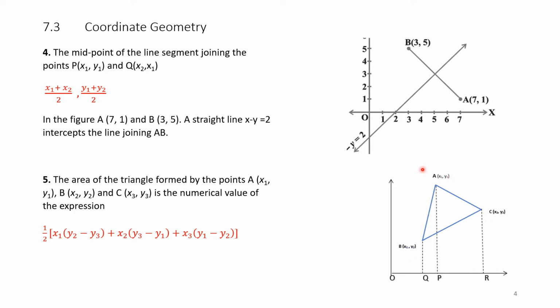This is the formula. It is very easy to remember if you draw the diagram and write the coordinates correctly. A is (x1, y1), B is (x2, y2) and C is (x3, y3), and the area of the triangle is given by this formula. Please remember this, it will be helpful for you.